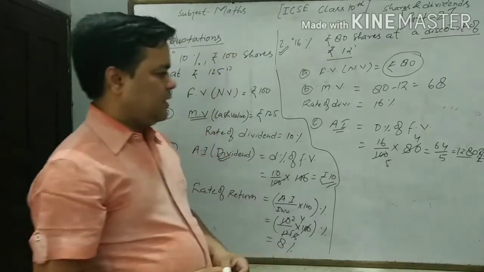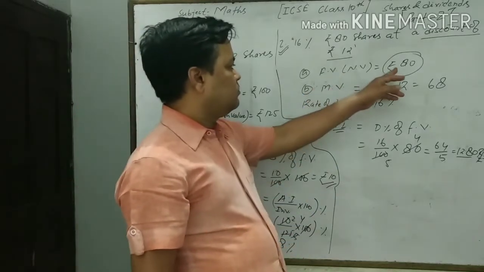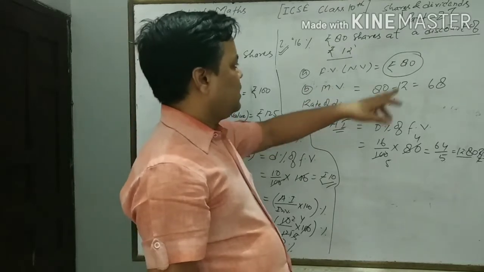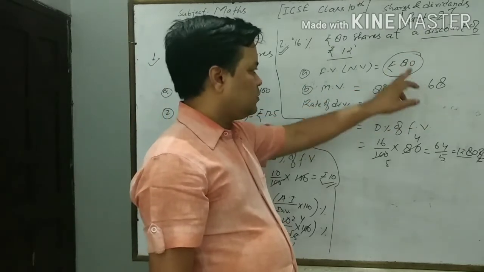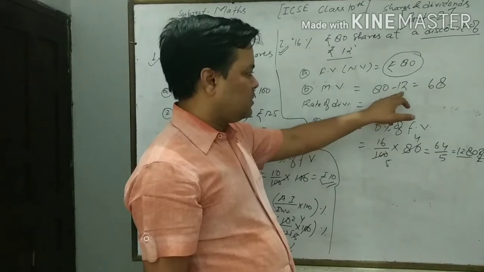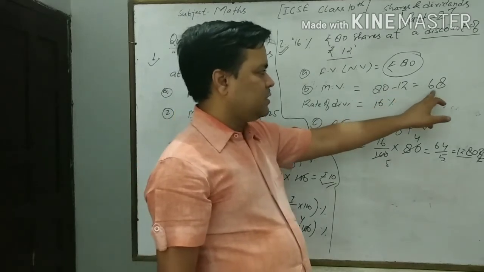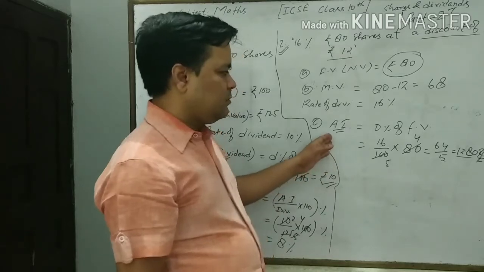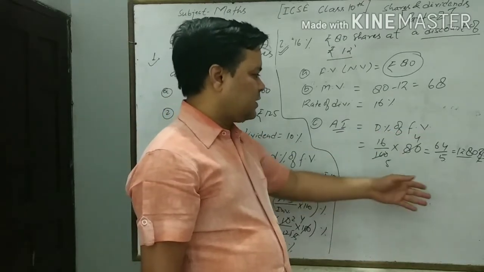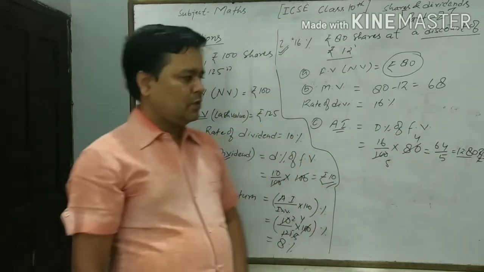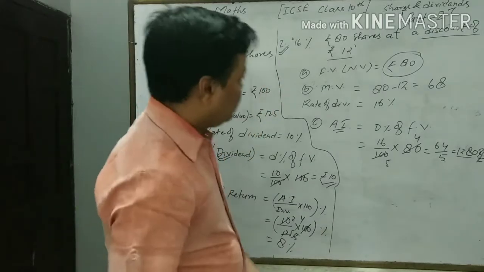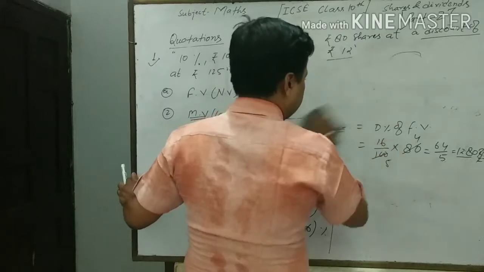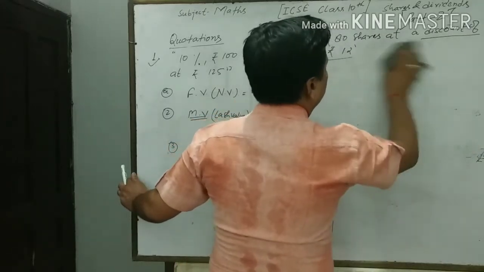Rupees. Okay? Face value on the basis of this is 80 rupees. Market value at a discount, so 80 minus the amount of discount, that is 12. It means it will be 68. Rate of dividend 16%. Annual income is dividend percent of face value. Like that we can calculate it. Okay. So here with the help of these two quotations we can find different things.